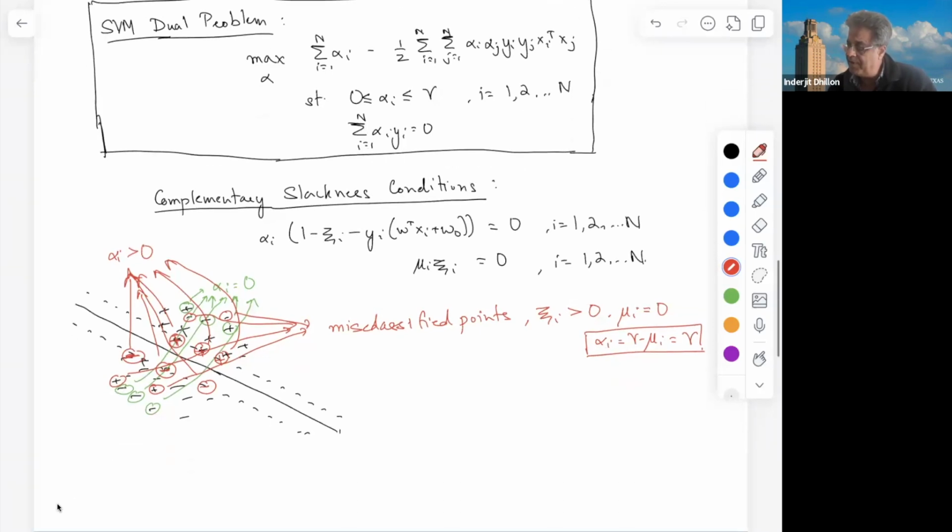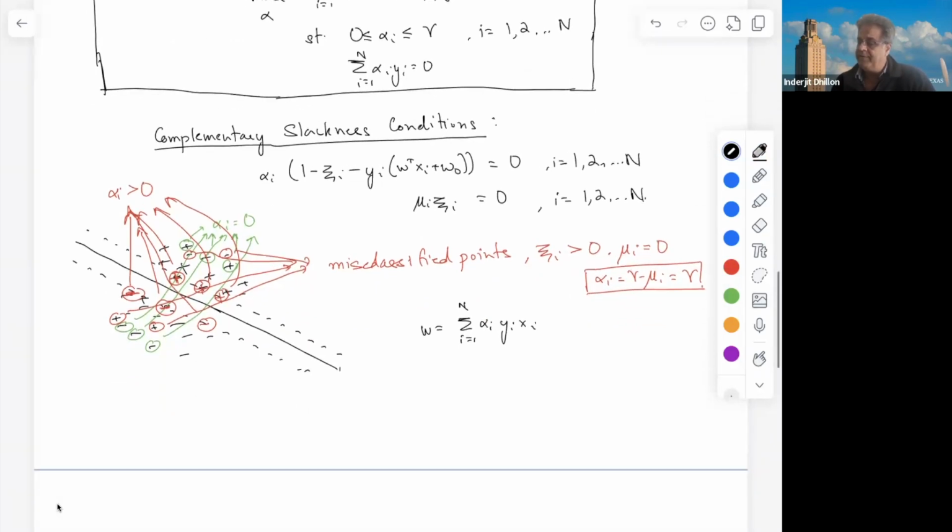Okay, and remember that my solution is of the form w equal to summation of i equals 1 through n alpha i, yi, xi. So the support vectors are now essentially not just support vectors, but points on the wrong side of the hyperplane, right, of the margin. So they are the points which are on the boundary plus the misclassified points.